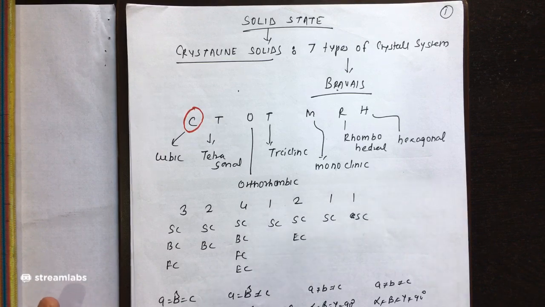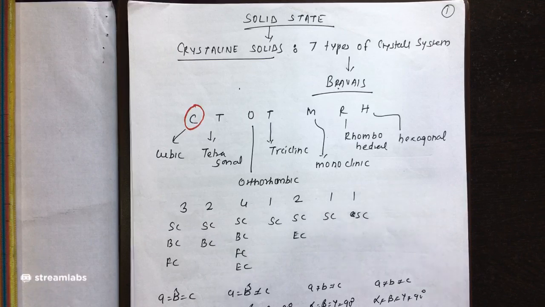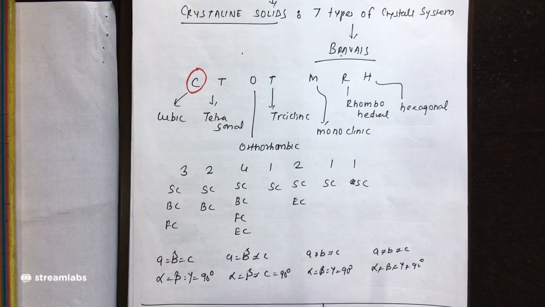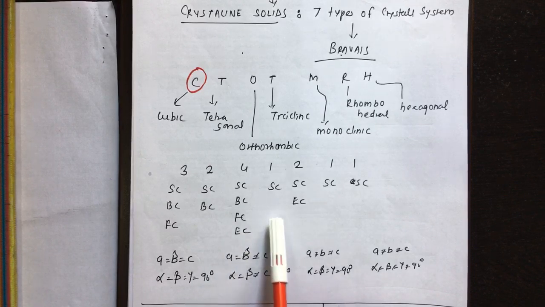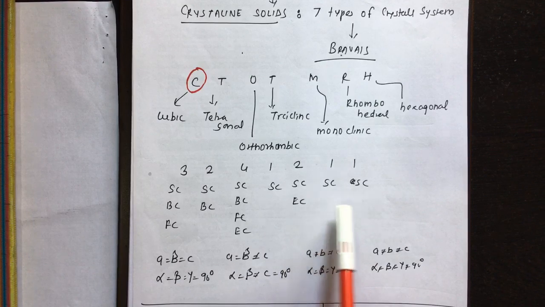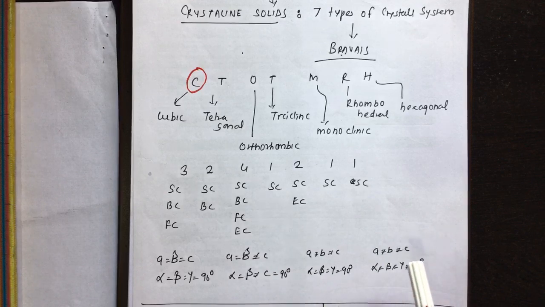Now if you see the arrangement of the lattice points in the crystal systems, I have given the numbers over here, that is 3, 2, 4, 1, 2, 1, 1. What do these numbers mean? In cubic we have 3, that is SC, BC and FC. 2 means SC and BC, 4 means SC, BC, FC and EC, 1 means SC, and so on. So together if you count up 3, 2, 4, 1, 2, 1, 1, it comes out to be 14 types of arrangement.